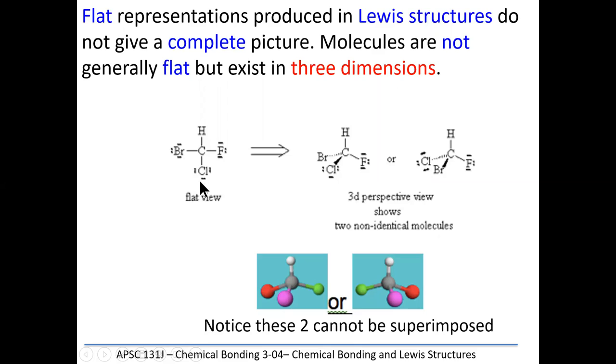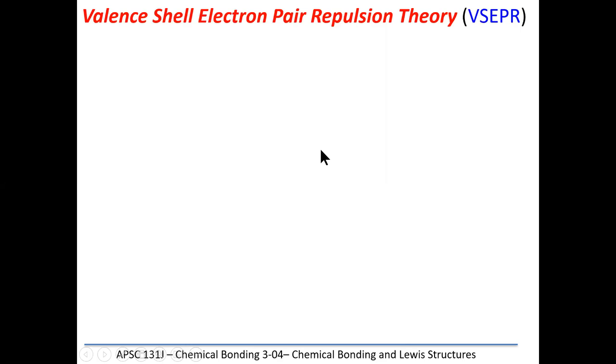This is a better three-dimensional representation than these are. But in reality, I could show you, and I will show you later, in three dimensions live on a screen. So the theory we're going to use to arrive at the shapes of different molecules is one that's been around for a while. It goes by the acronym VSEPR, which stands for valence shell electron pair repulsion theory.